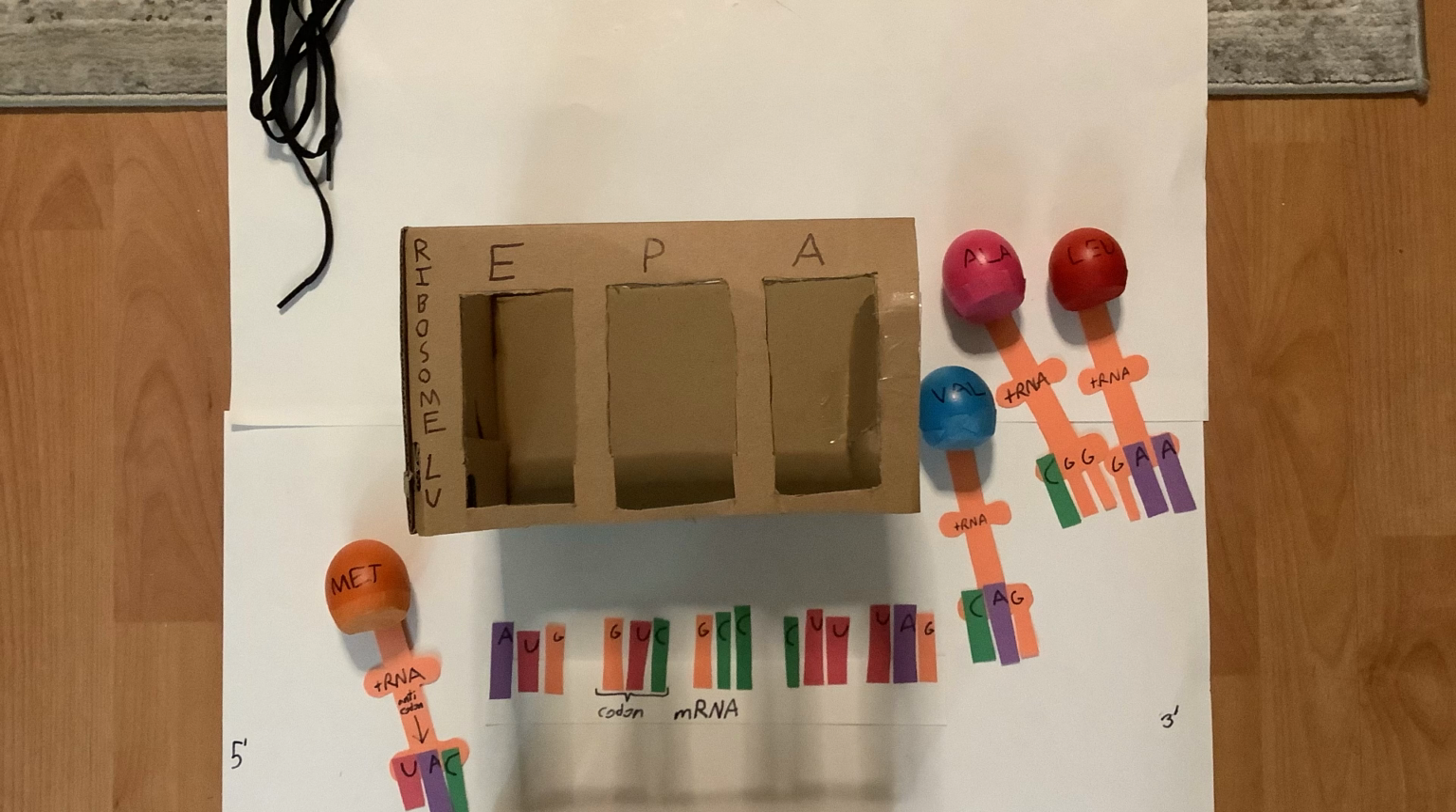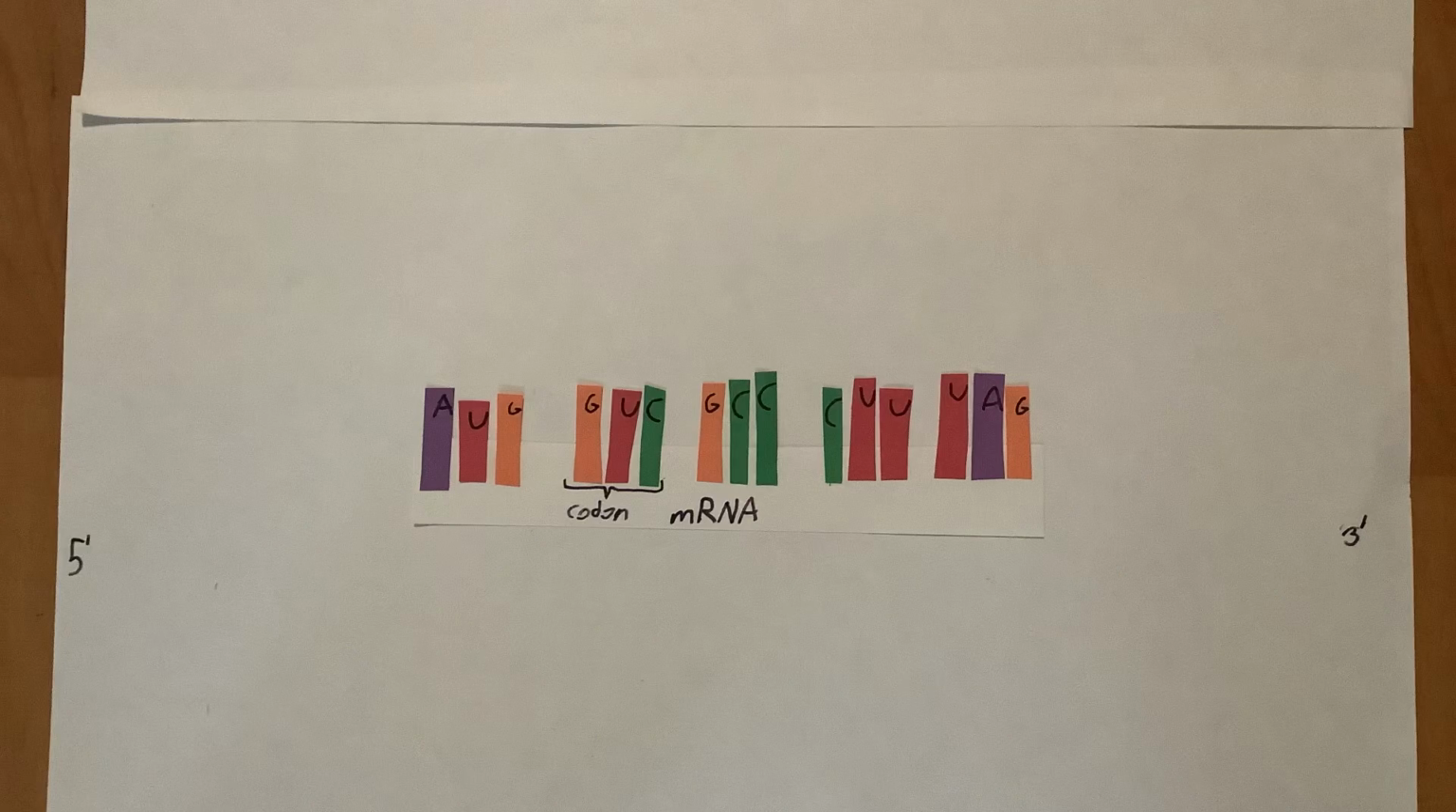The mRNA, tRNA, codons, and anticodons were made from construction paper, the ribosome from a shoebox, and the amino acids from plastic eggs. The amino acids are methionine, valine, alanine, and leucine.